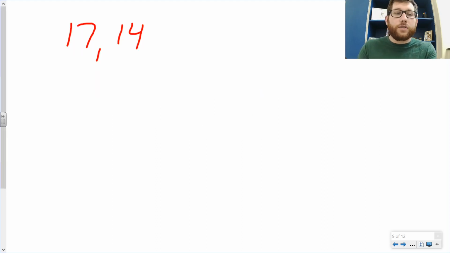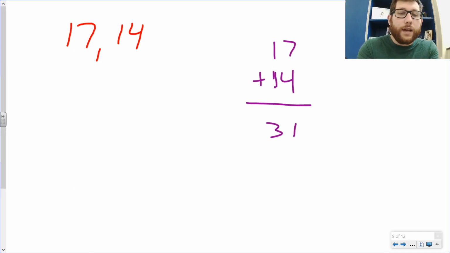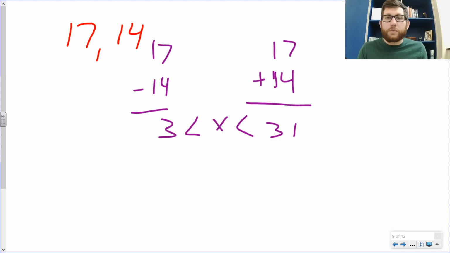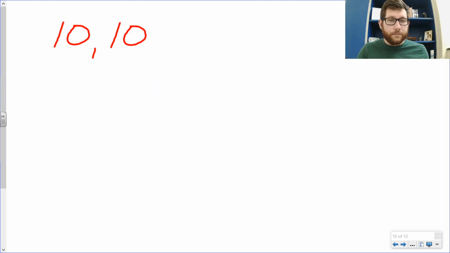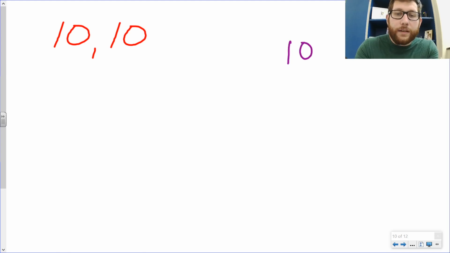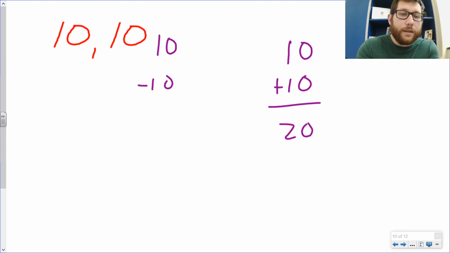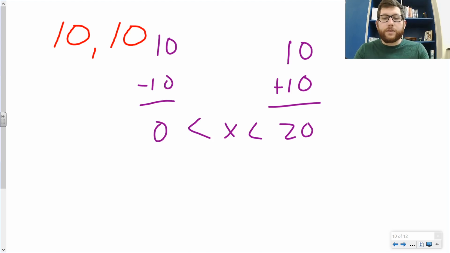So let's look at 1 or 2 here. So I've got 17 plus 14, let's do the plus side on this side, and I get 31 on one side, and I've got 17 minus 14, and I've got 3 on the other side. Done. X is somewhere between 3 and 31. It can't be 3, it can't be 31, but it's somewhere in between. Last one, notice now I've got 2 sides here, so I'm going to add them on one side, and I get 20. I'm going to subtract them on the other side, and I'm going to get 0. And my x value is going to be somewhere in between those 2.